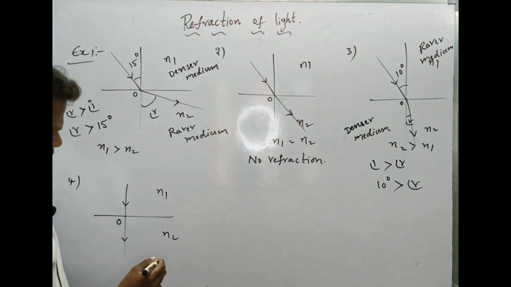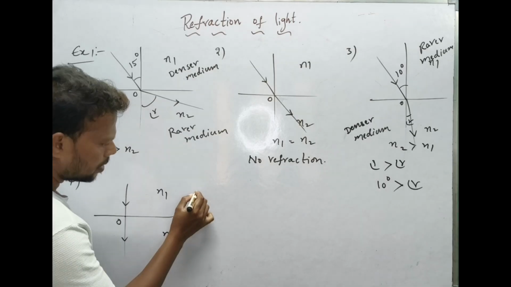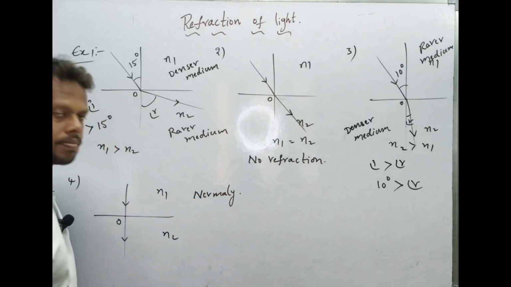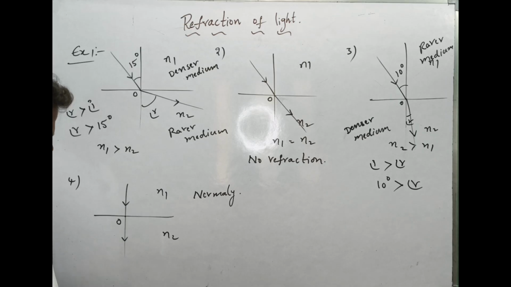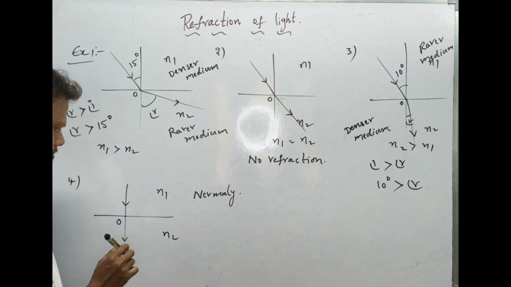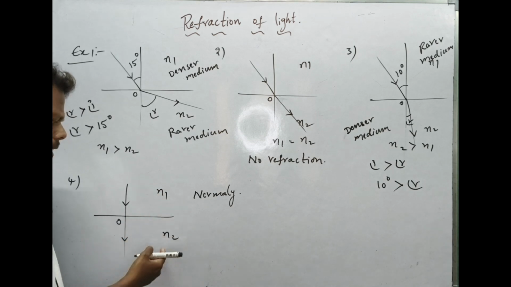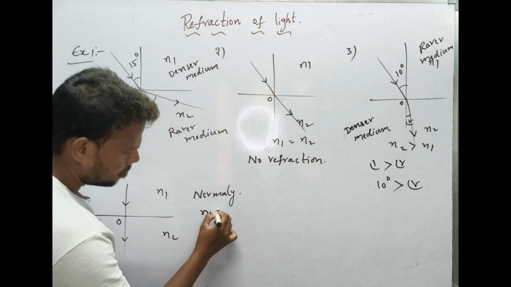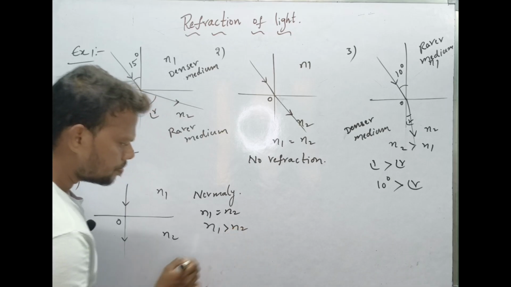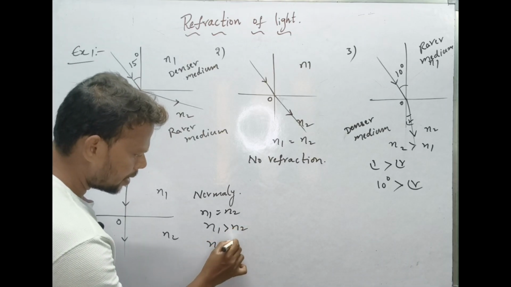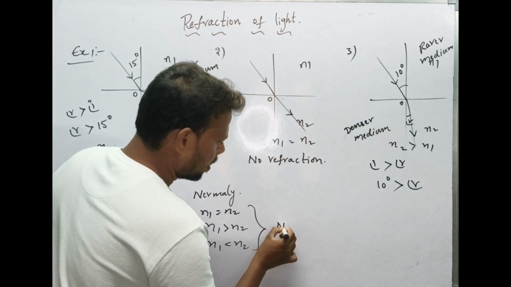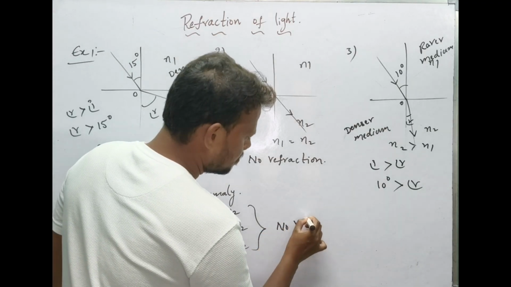Case 4. It is incident normally, perpendicular to the surface. N1 and N2 are the same, N1 is greater than N2, N1 is less than N2. For these 3 cases, no refraction takes place. No refraction.